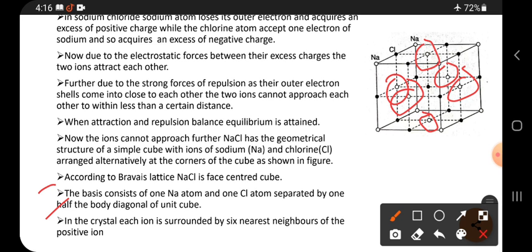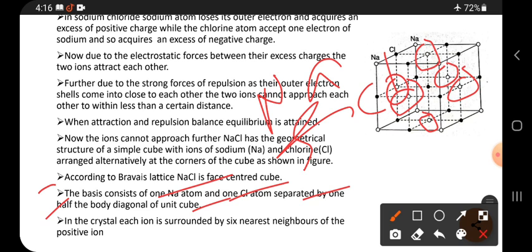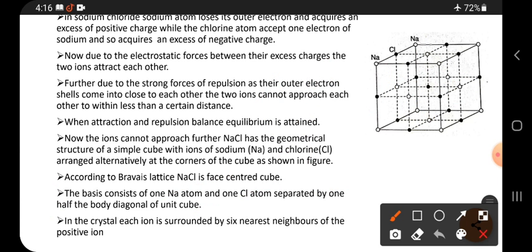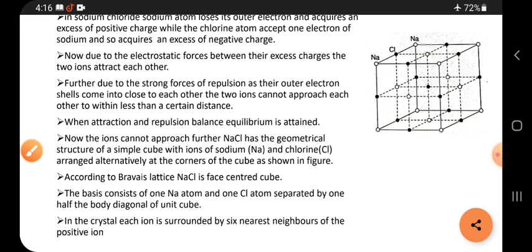The basis consists of a sodium and a chlorine ion, one sodium atom and one chlorine atom separated by half the body diagonal of the unit cell. From sodium to sodium is one full body diagonal, and from sodium to chlorine is half, that is the meaning.